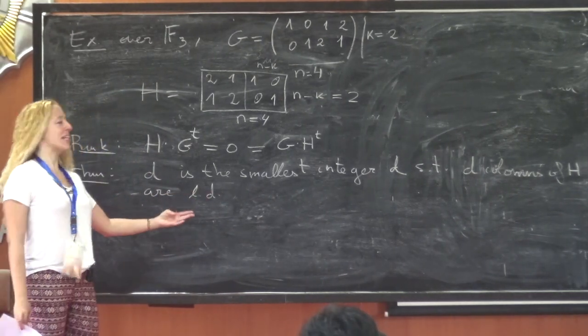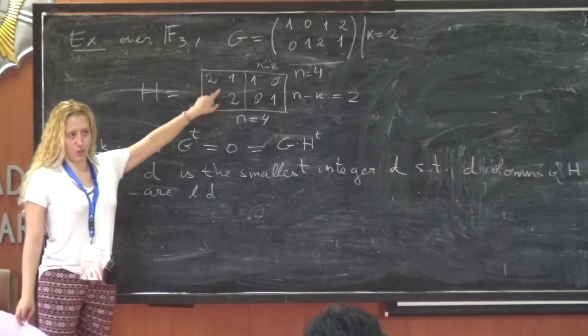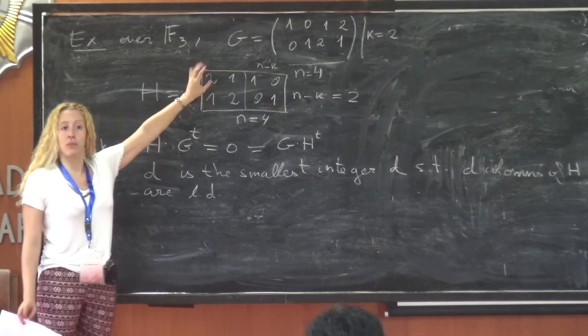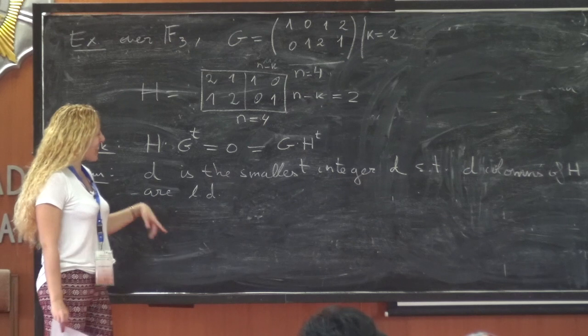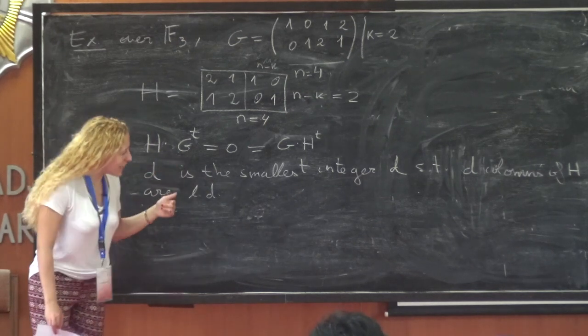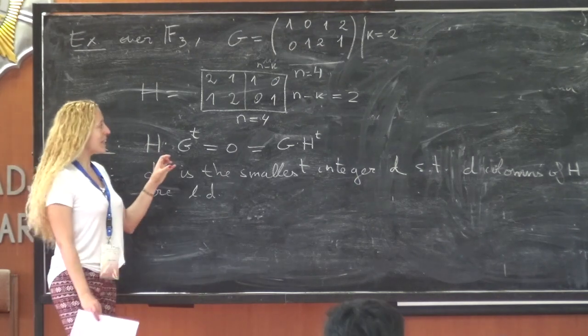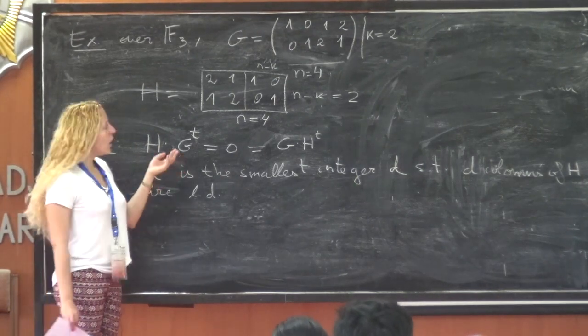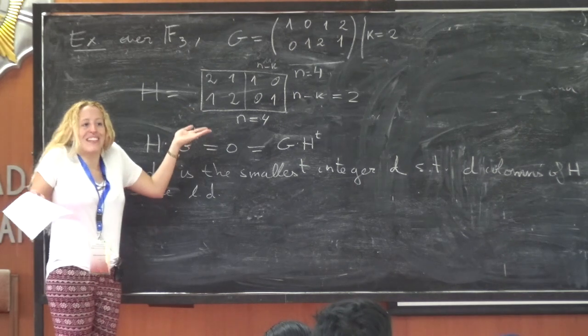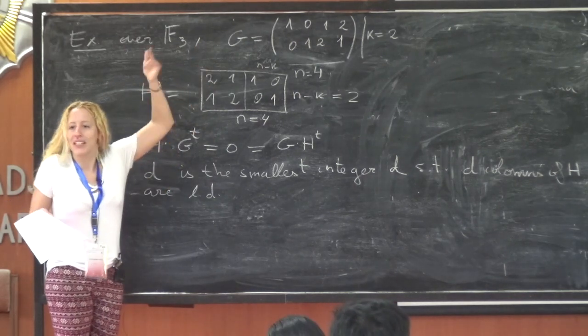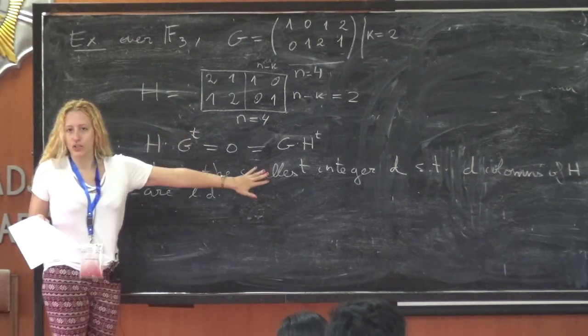Okay, if you want, we can do an example, here with the example that we have to compute the minimum distance. So the idea is that d is the smallest integer such that d columns of H are linearly dependent. Okay, let's check. If I take d equal to 1, all columns are linearly independent. Because I don't have a column that is 0, right? So the condition is not satisfied.